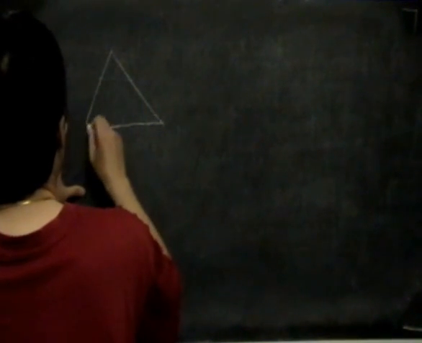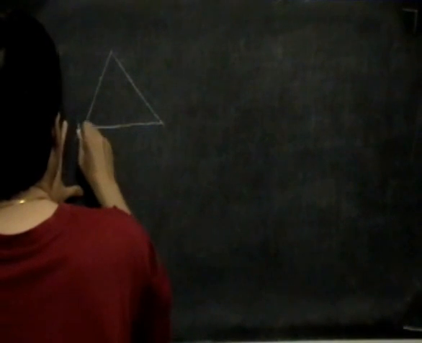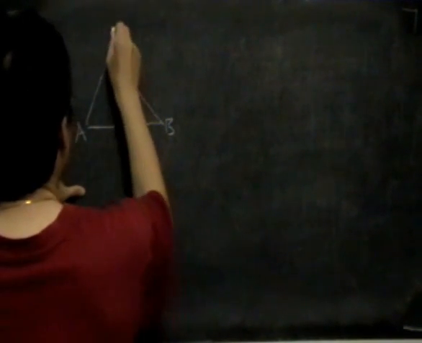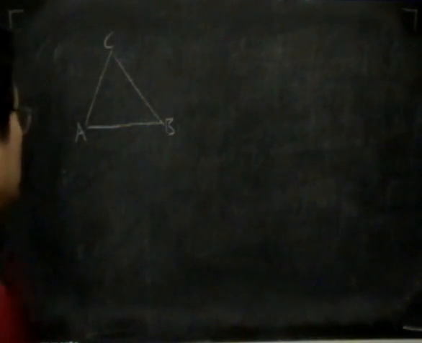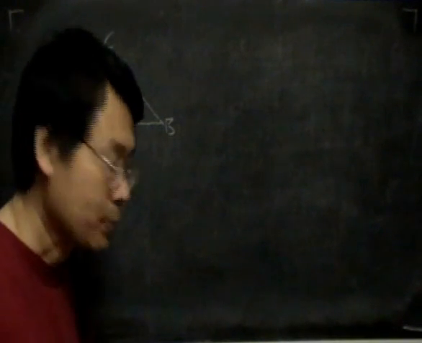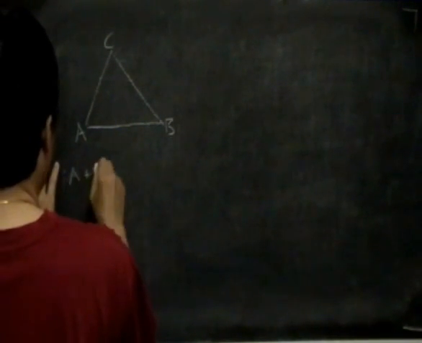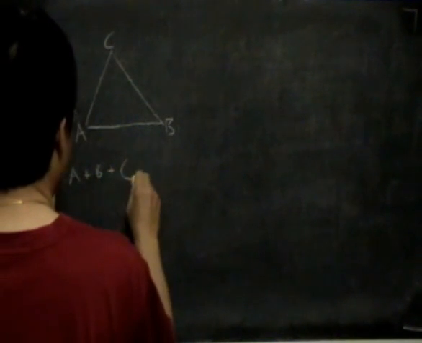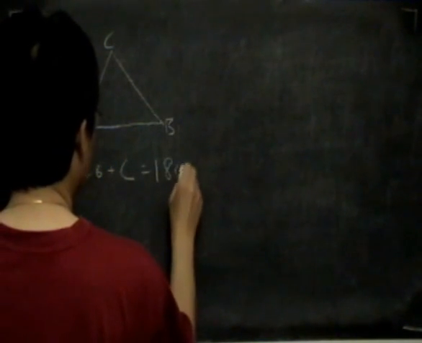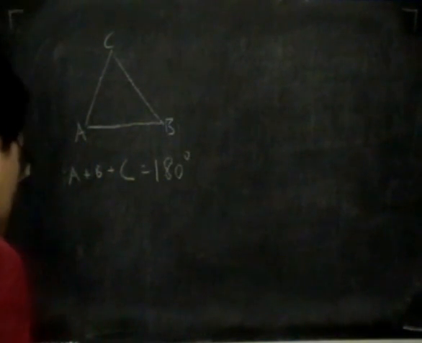Let me call that angle A, B and C. Alright, I have three angles there. If I add up all three angles, A plus B plus C, the answer is always 180 degrees.